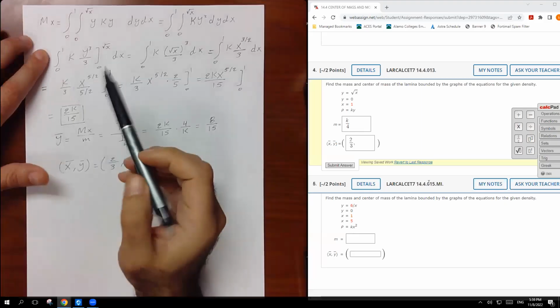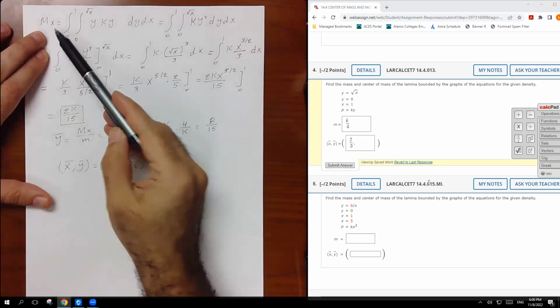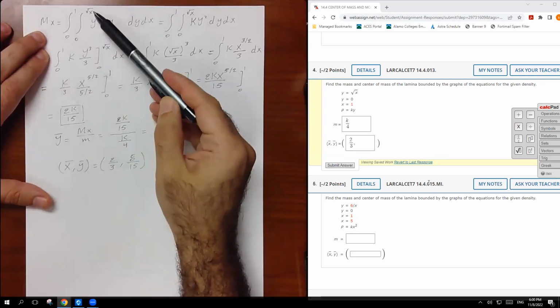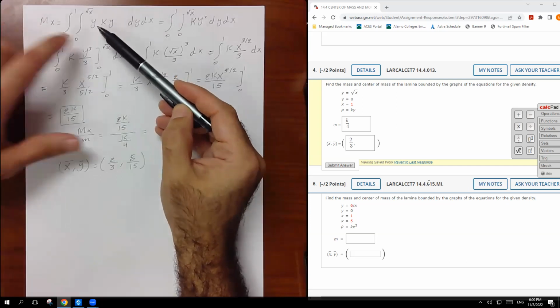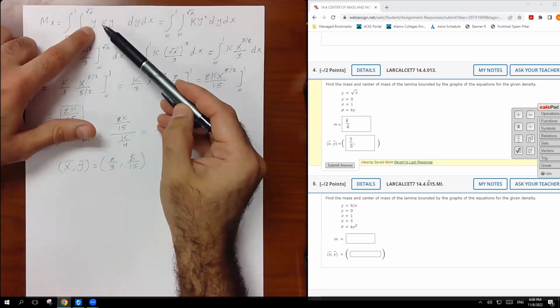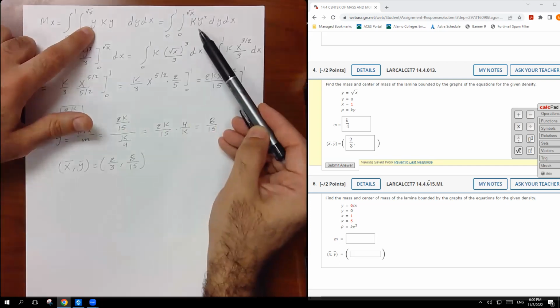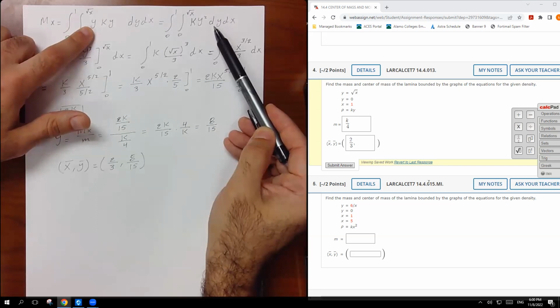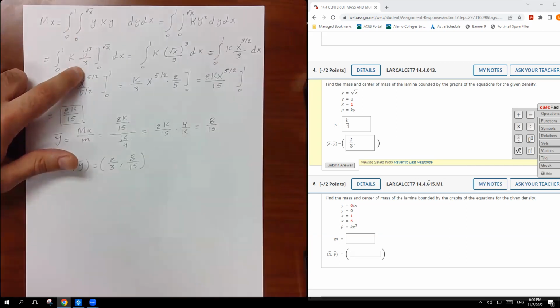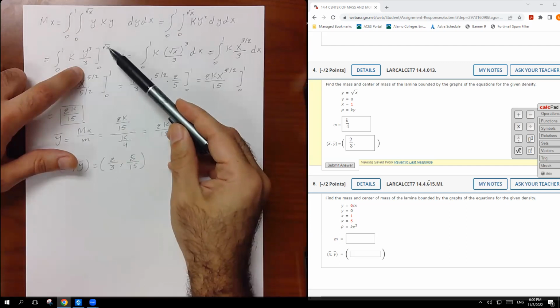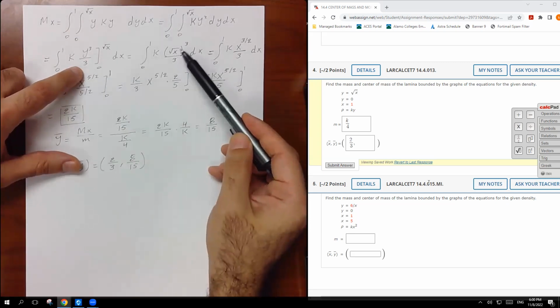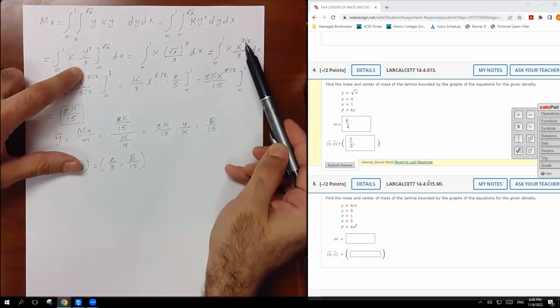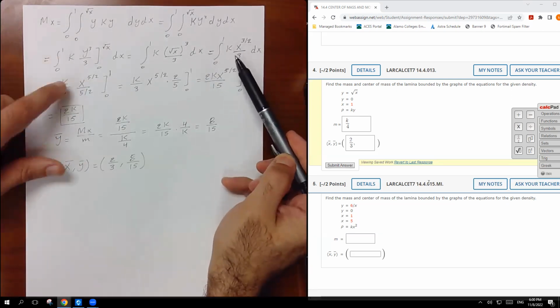So to find the y bar, we need to find m sub x. That means integral from 0 to 1, from 0 to square root of x, y. We're going to add y to our density function, ky. Y times y squared, k is a constant. We need to find the integral with respect to y. So it's going to be y cubed over 3 from 0 to square root of x. Plug in square root of x, it's going to be square root of x cubed, which is equal to x to the 3 over 2. K over 3 is a constant.